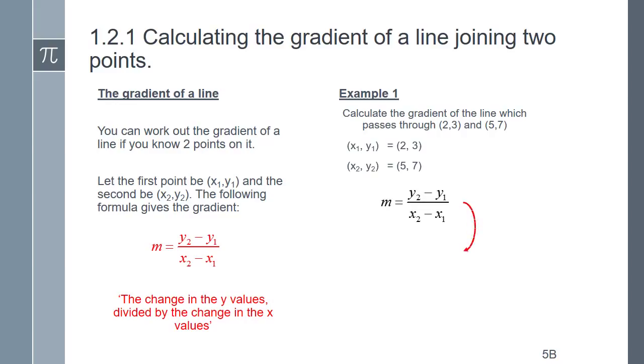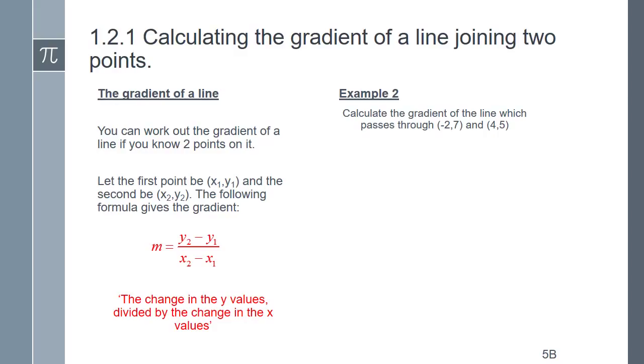over x2 minus x1, substitute in the values, 7 minus 3 over 5 minus 2, make sure that you are consistent and get the values the same way around in the numerator and the denominator. Work it out. It's 4/3.